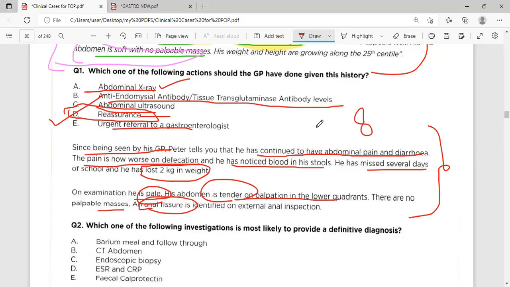So how many red flags do we have here? We have multiple red flags, right? Even if you do not think about the diagnosis, any child presenting to you with blood loss, that is GIT.